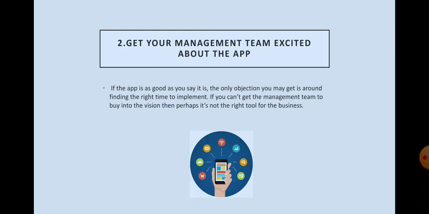Now let us see the second point. Get your management team excited about the app. If the app is as good as you say it is, the only objection you may get is around finding the right time to implement. If you cannot get the management team to buy into the vision, then perhaps it's not the right tool for the business.